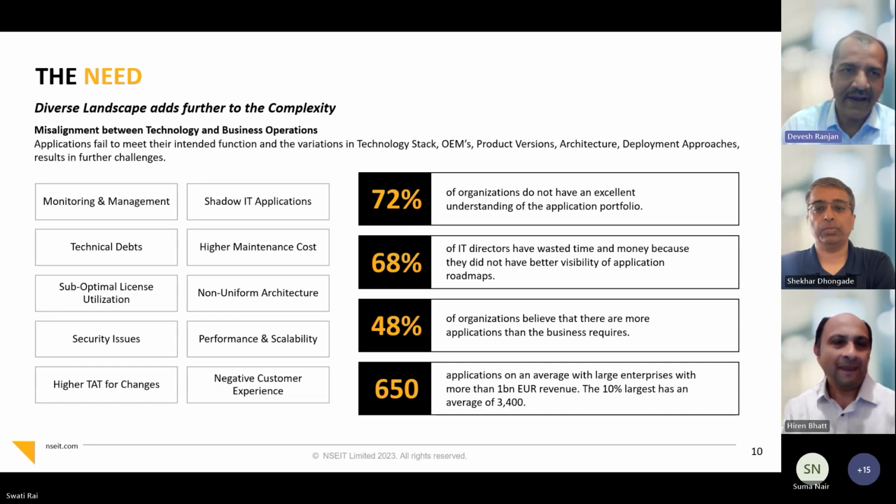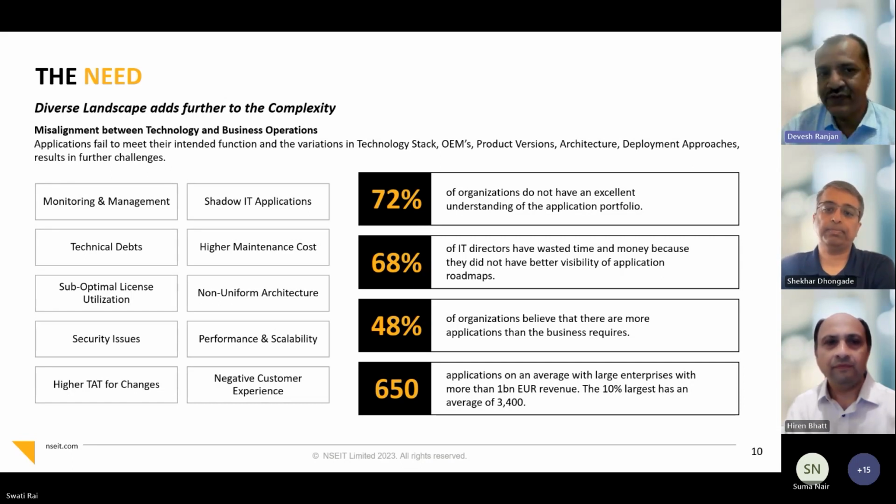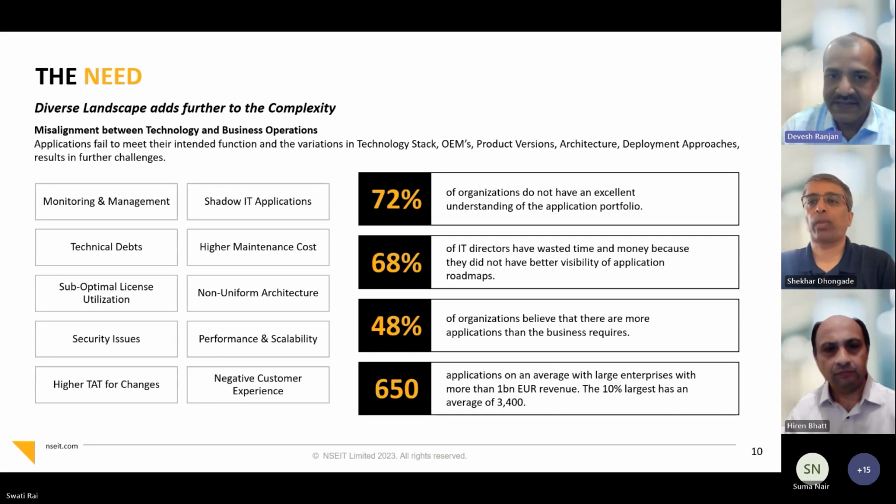And ultimately, it is the challenge in terms of the complexity that it is trying to address. These complexities are of different nature. It could be related to monitoring and management, or the number of applications which even the organization doesn't have visibility into, typically what we term as shadow IT applications. Or over a period of time, the technical debts, the business challenges we are facing, the increase in maintenance costs, or security related issues due to non-uniform architecture, and performance and scalability concerns. These are all challenges that occur over a period of time, and that's what we are trying to address by leveraging application portfolio rationalization.